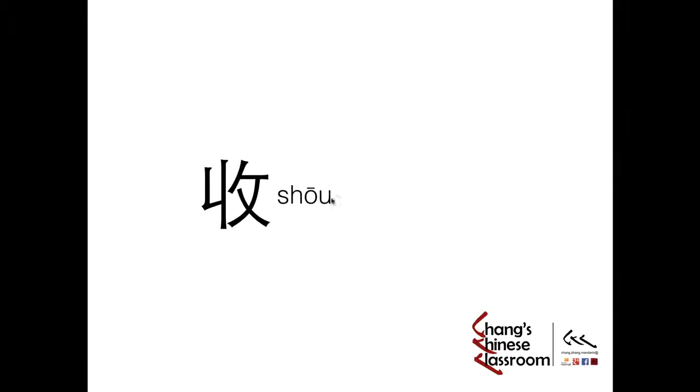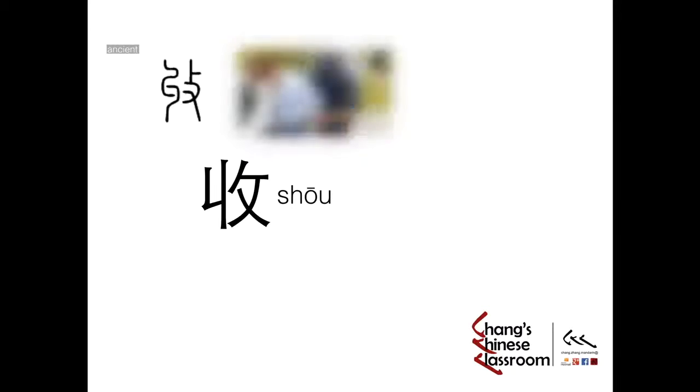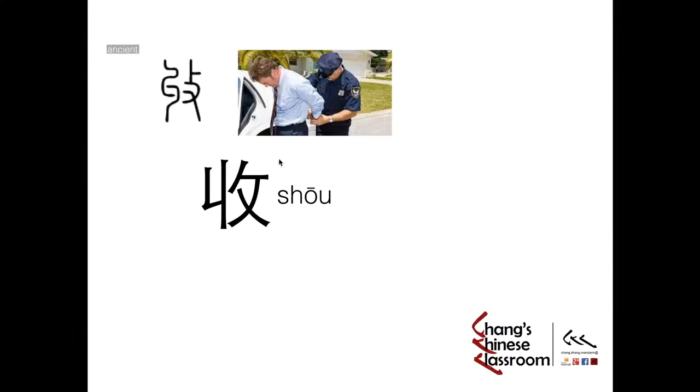Next one, 收. That's the Asian picture to describe this one, right? The left part is a guilty person with arms crossed. See the arms crossed like this, just like described in the picture. And the right part of this is a hand. You probably start to think this is familiar.